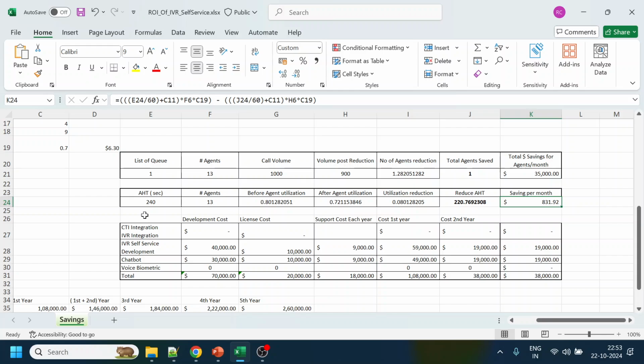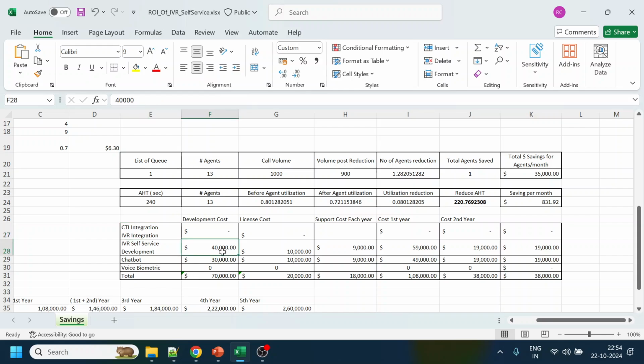Now, how to determine the return on investment? First of all, we have to understand how much investment a client has made, right? And based on that, we will calculate how many years it will take for a customer to get its return back. So that is what we are calculating. For example, I have given a few scenarios over here, like CTI integration, IVR integration, IVR development, chatbot, voice biometric, or other solutions that you can add and mention over here.